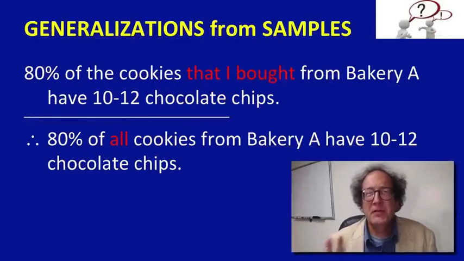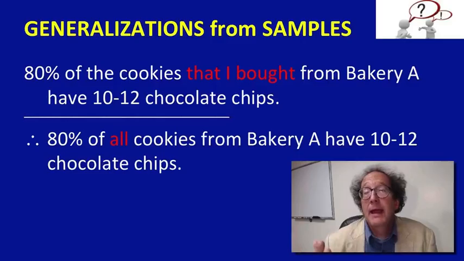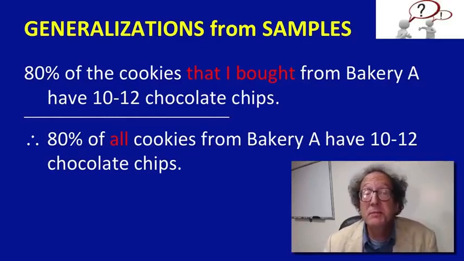And there happen to be 5 bakeries in my hometown that serve chocolate chip cookies. So I went and got 10 chocolate chip cookies from each of the 5 bakeries and counted the chocolate chips in the cookies, and I found out that 80% of the chocolate chip cookies that I bought from Bakery A had 10 to 12 chips in them. So I conclude that 80% of the chocolate chip cookies from Bakery A have 10 to 12 chocolate chips in them. Now that sounds like a pretty good argument, doesn't it?